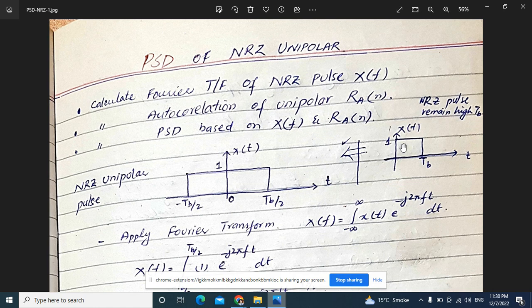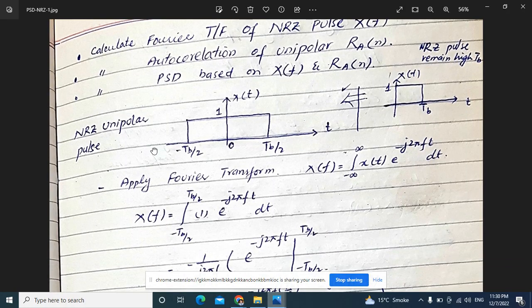For example, we have seen that the non-return to zero pulse remains high for the bit duration. Here the amplitude is 1 and it is high for the bit duration, x of t. You can represent this same pulse from minus TB by 2 to TB by 2. So the duration is still TB and it remains high from minus TB by 2 to TB by 2. That is the NRZ unipolar pulse.